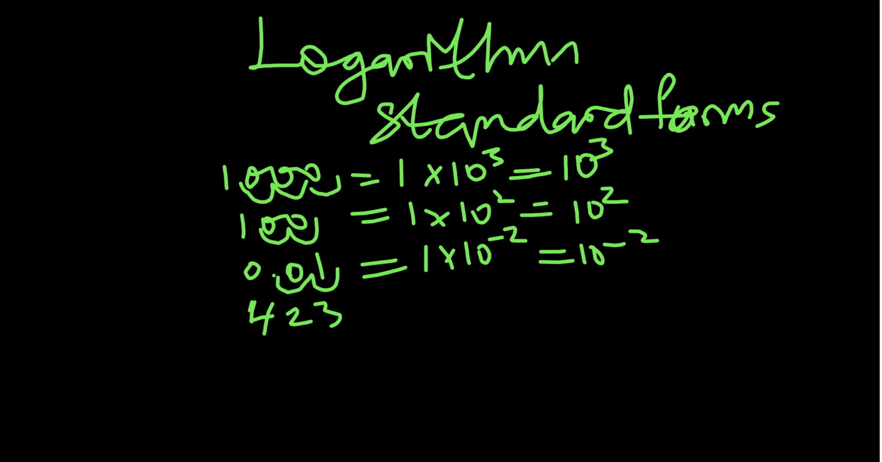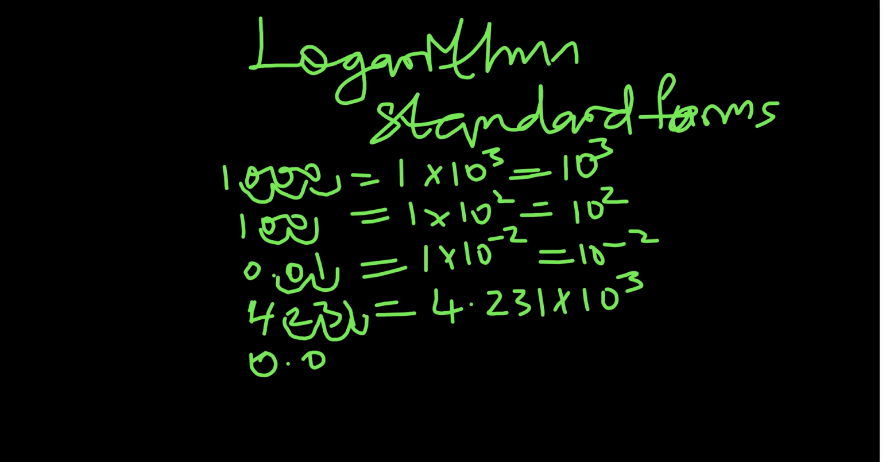What about this number, 4231? How can we convert this to its standard form? You can move the decimal point that is here, 1, 2, 3. So you have 4.231 times 10 raised to power 3. There is another one, 0.031. How can we convert this to its standard form? You have to move the decimal.